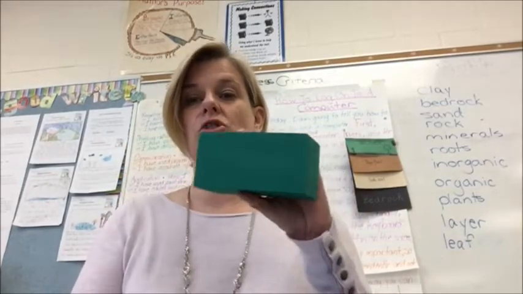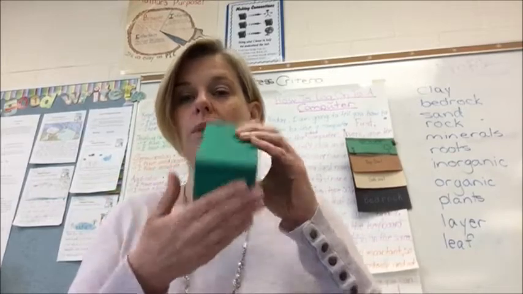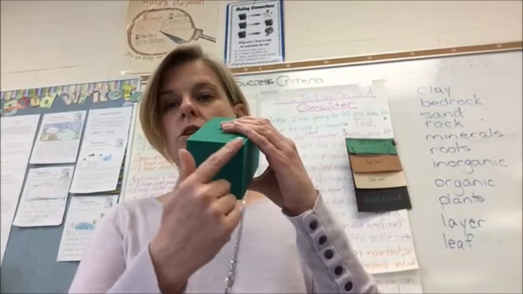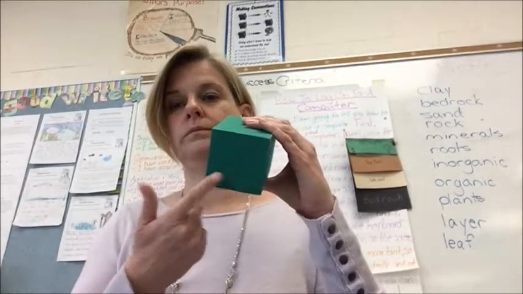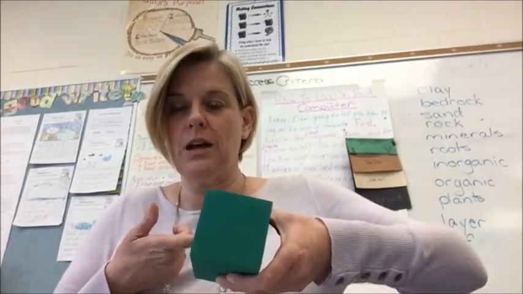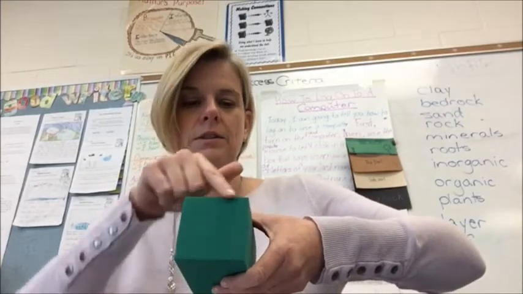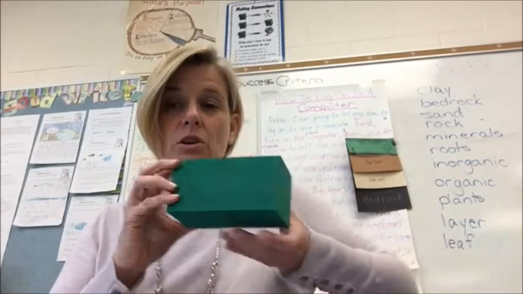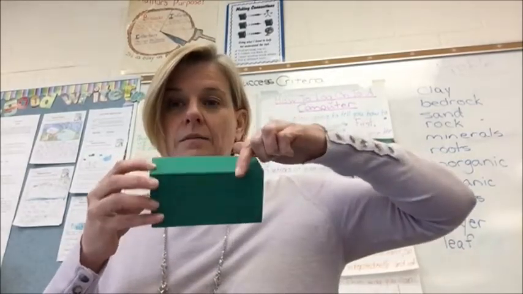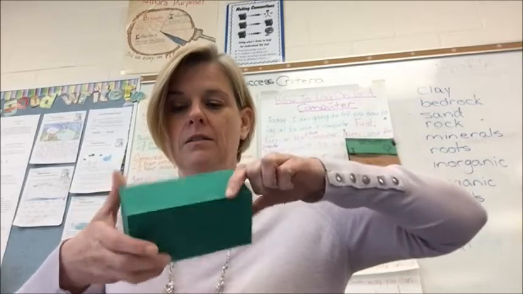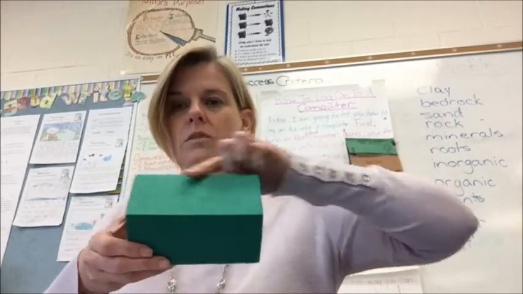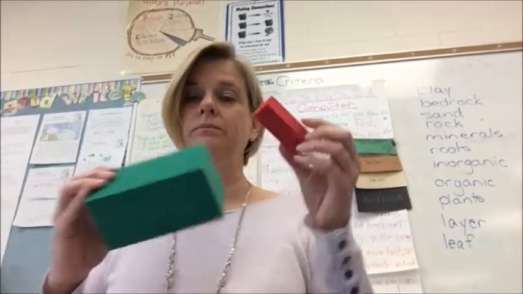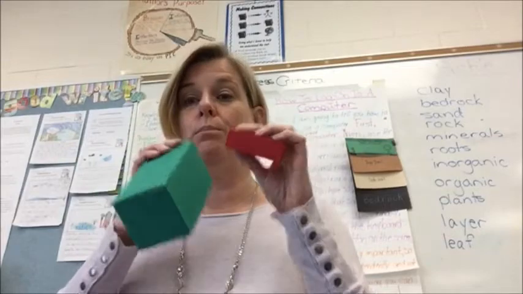Let's check the edges. So I'm going to start with our base. When you put it down, this would be our base. Okay? 1, 2, 3, 4. And then let's flip it and do this side now. 5, 6, 7, 8. Now we have to go around it. So I'm going to turn it so you can see. 9, 10, 11, 12. It has 12 edges. So does this one. These are both rectangular prisms.